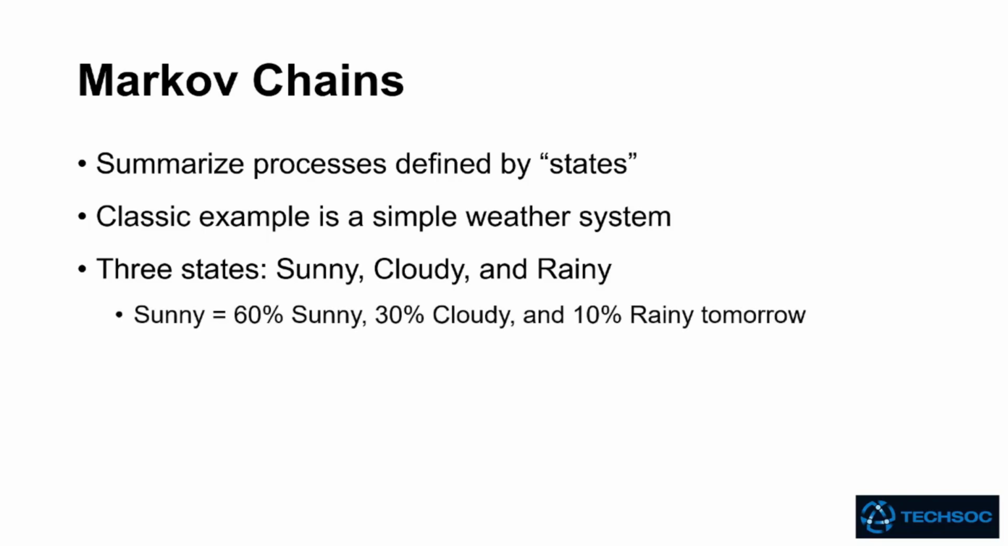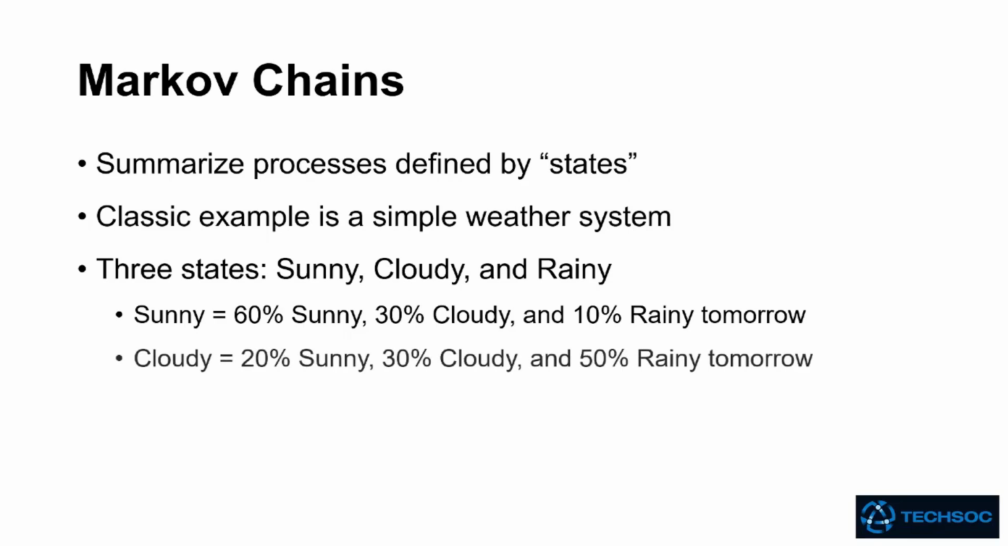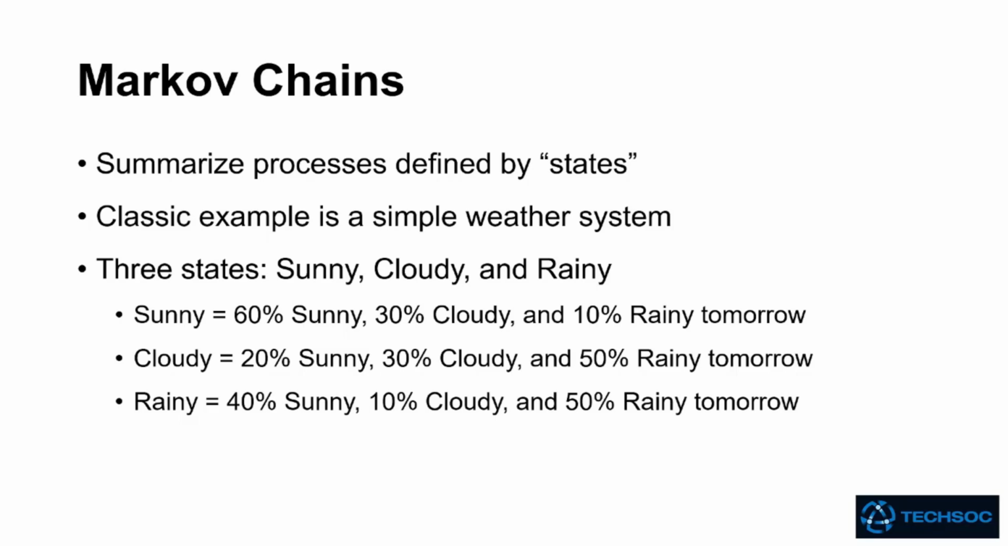If we're sunny, then 60% of the time the next day will be sunny, 30% it will be cloudy, and 10% rainy. If it's cloudy on a given day, then it's 20% likely that it will be sunny the next day, 30% cloudy, and 50% rainy. And finally, if it's raining, then the next day, there's a 40% chance of it being sunny, 10% cloudy, and 50% rainy. And if this weather sounds a lot like my hometown of Portland, Oregon, then you would not be far off the truth.